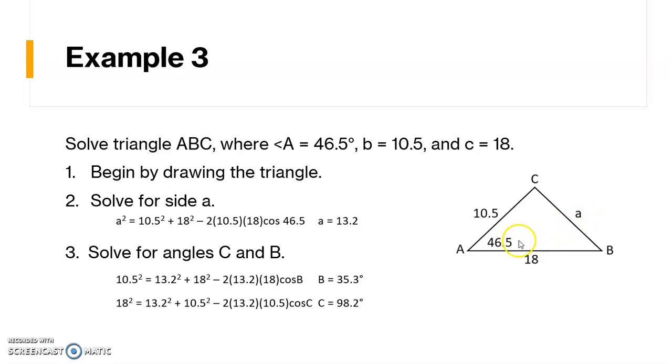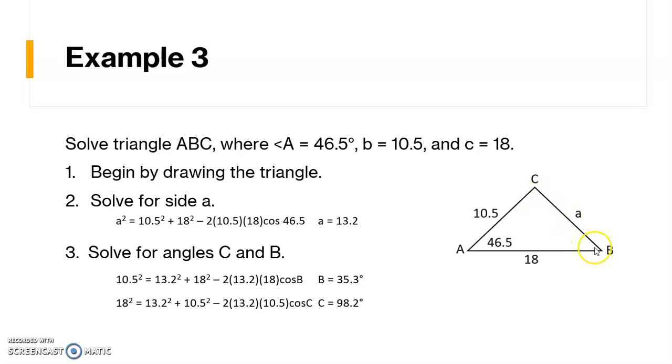So A squared equals 10.5 squared plus 18 squared minus 2 times 10.5 times 18 times the cosine of 46.5. To solve for A, I just did a square root on both sides and typed it all into my calculator. I got 13.2. Now for angle C and angle B, once I know that this is 13.2, I have to use it. There's no choice.